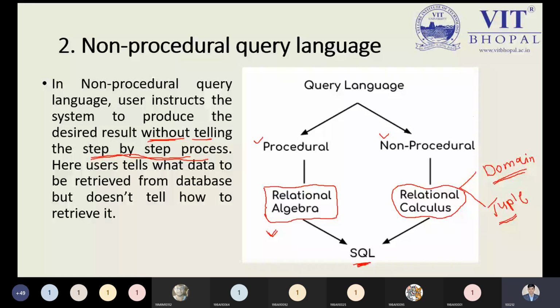Now tell me, is it clear to all about the non-procedural and some idea about the relation calculus? Okay, if time permits, then we will discuss more detail about the relation calculus in a specific way and with a specific notation. So now tell me, is it clear to all?